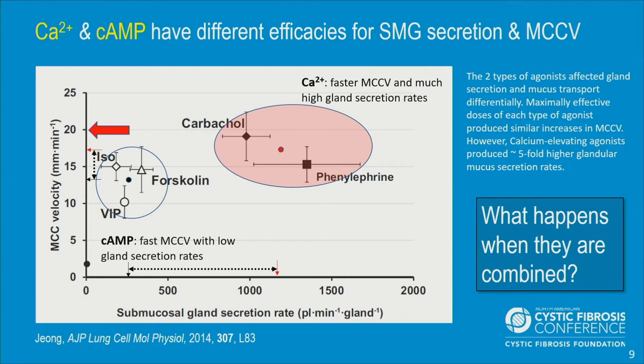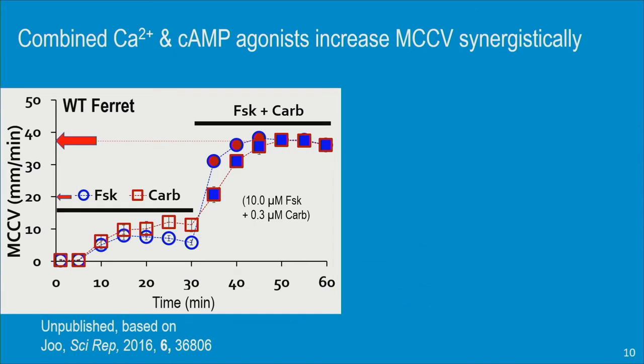And the question arises, what happens when these two types of agonists are combined? Well, this shows the combination. The mucociliary clearance velocity is shown on the y-axis and time on the x-axis. When stimulated with either forskolin or carbachol alone, you can see that clearance velocity is low. It goes to 5 or 10, and if you add those two together arithmetically, it doesn't go up very much. But if you combine the agonists, then you get much more than the arithmetic sum. And I want to point out here that we're only using 0.3 micromolar carbachol.